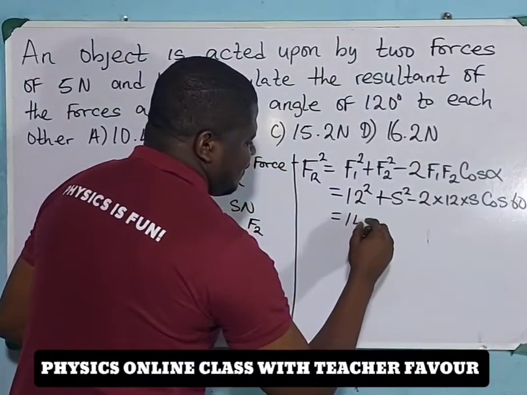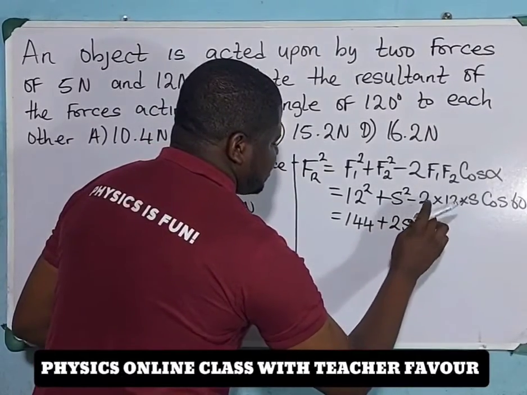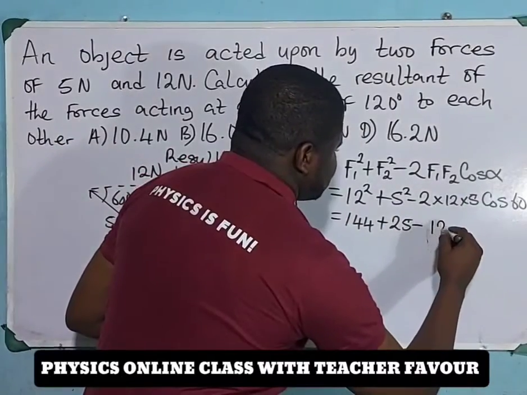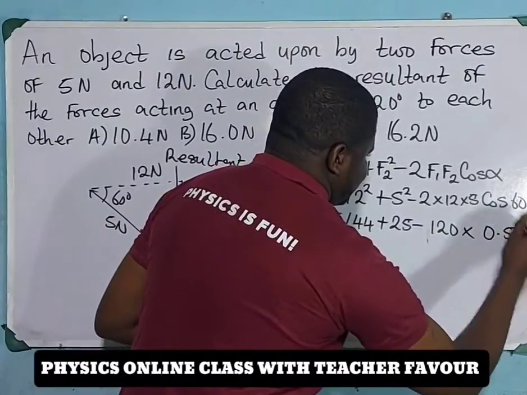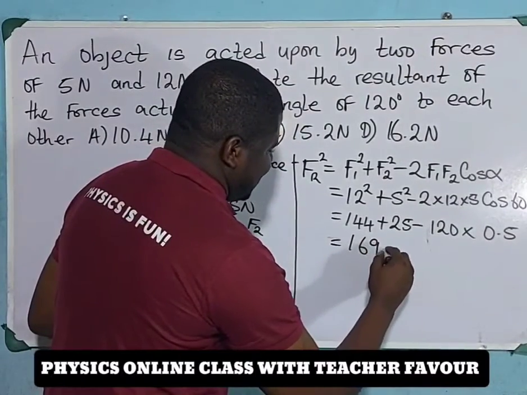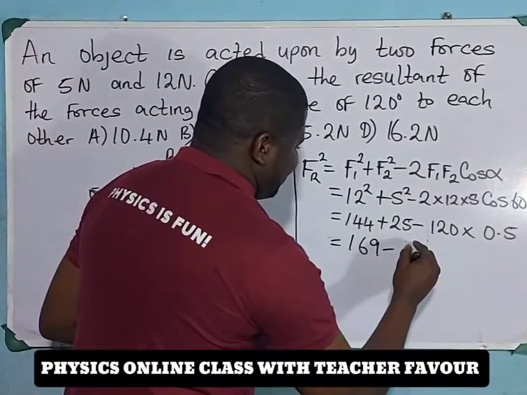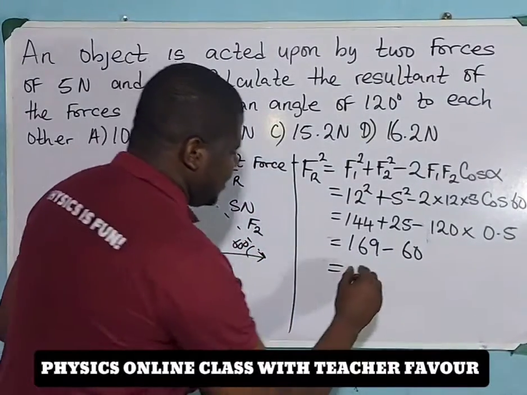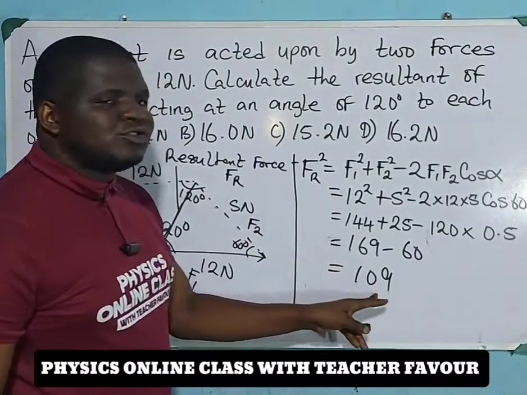12 square is 144. 5 square is 25 minus 2 times 12 is 24. 24 times 5 is 120 times cos 60 is equal to 0.5. 144 plus 25 is equal to 169 minus 120 times 0.5 is equal to 60. 169 minus 60 is equivalent to 109. So FR square is equal to 109.